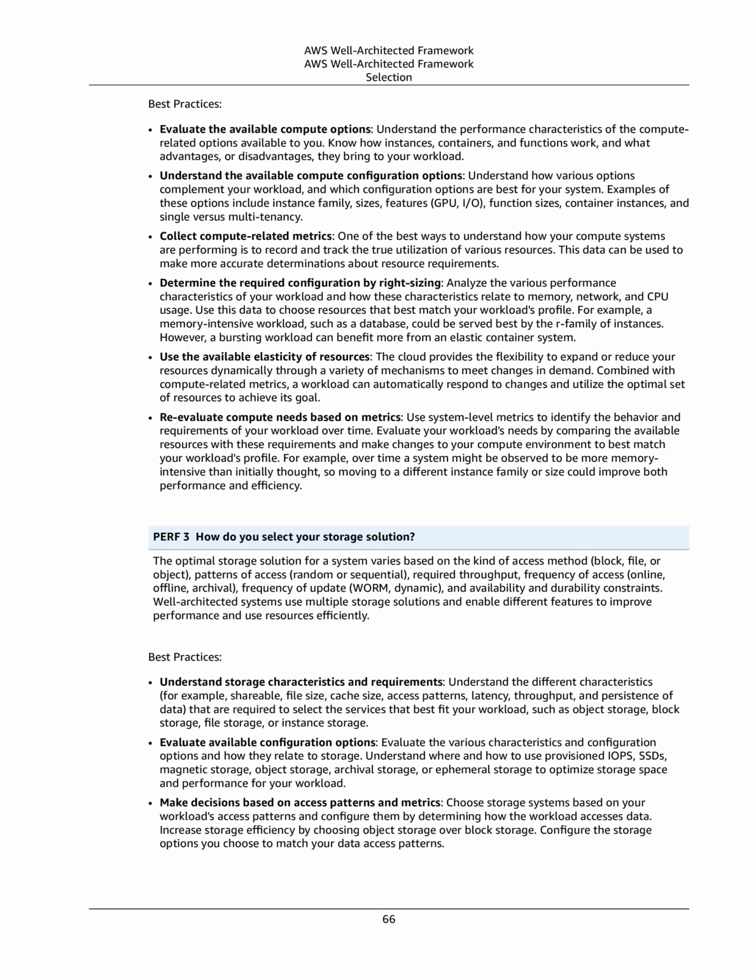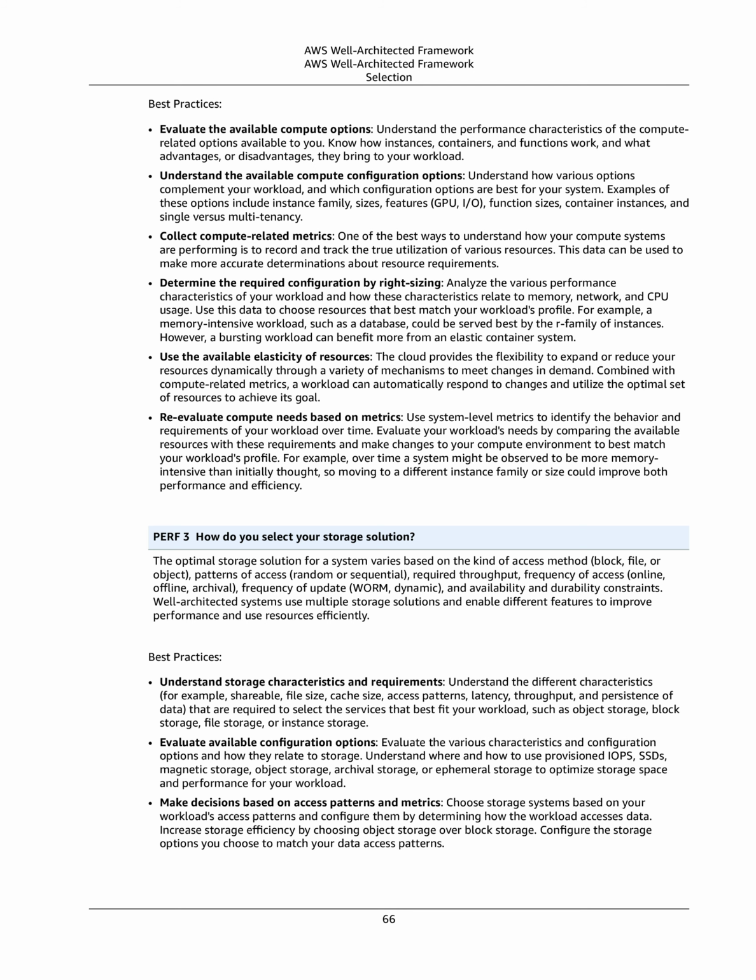Perf 3: How do you select your storage solution? The optimal storage solution for a system varies based on the kind of access method (block, file, or object), patterns of access (random or sequential), required throughput, frequency of access (online, offline, archival), frequency of update (WORM, dynamic), and availability and durability constraints. Well-architected systems use multiple storage solutions and enable different features to improve performance and use resources efficiently.